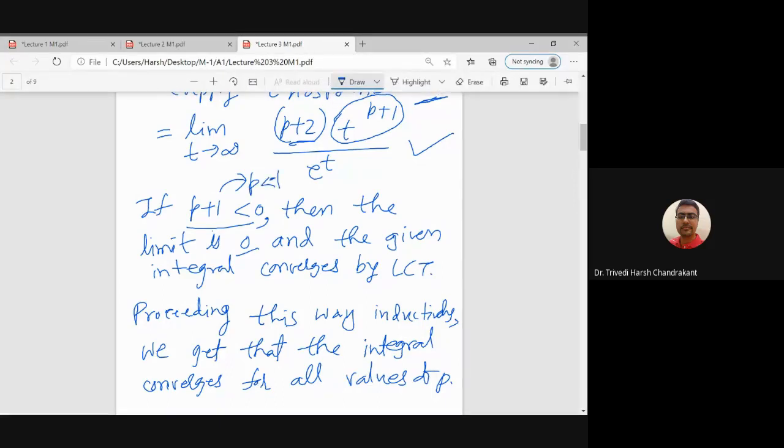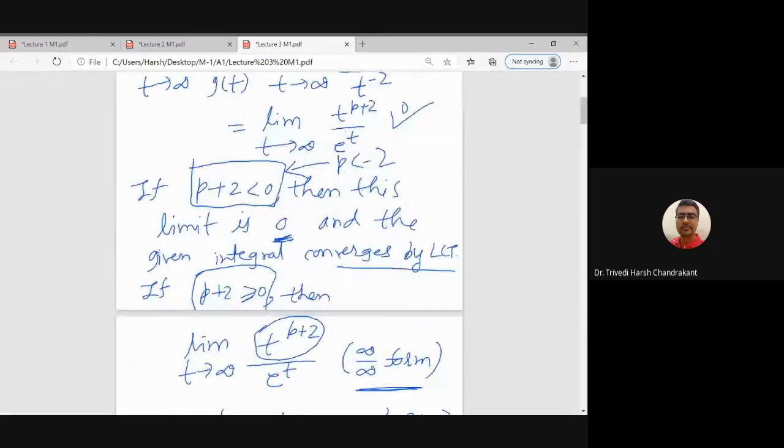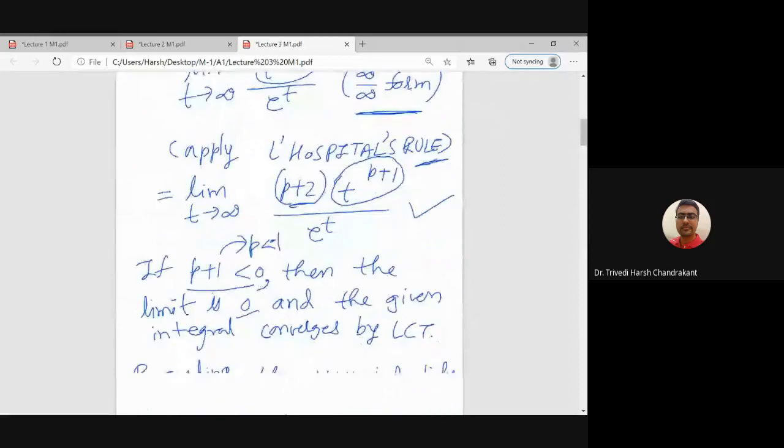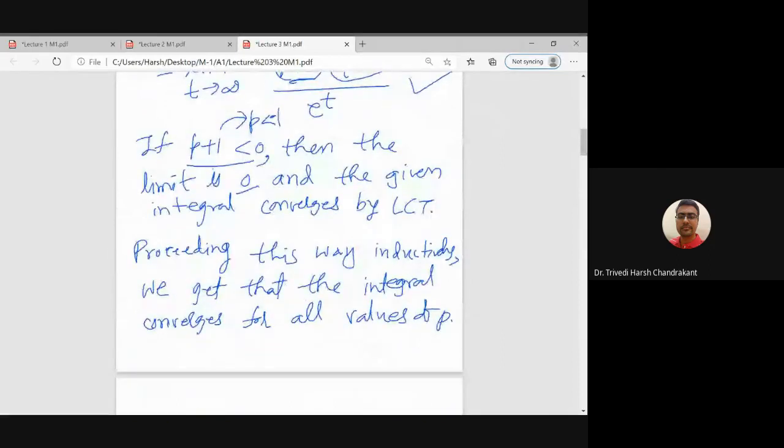So earlier we got that the integral converges for p less than minus 2. Now once we have differentiated, we get that it converges for p less than minus 1. So one by one our interval is increasing iteratively. And if we proceed in this way, we will be able to cover the entire real line.